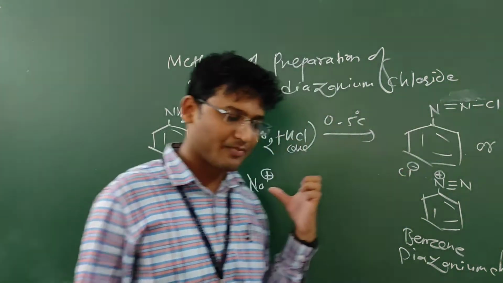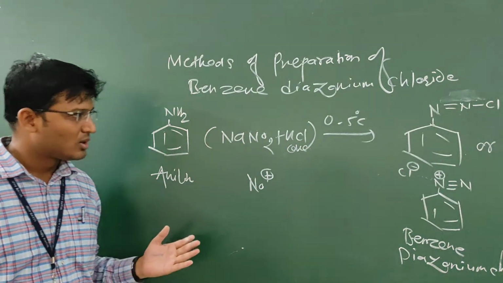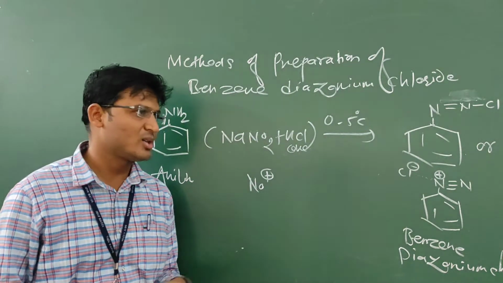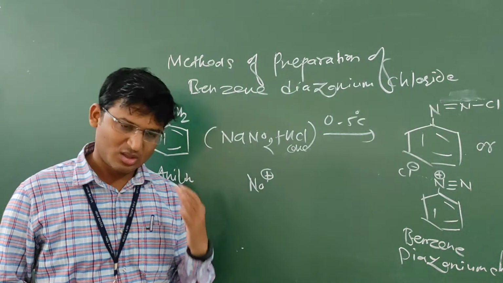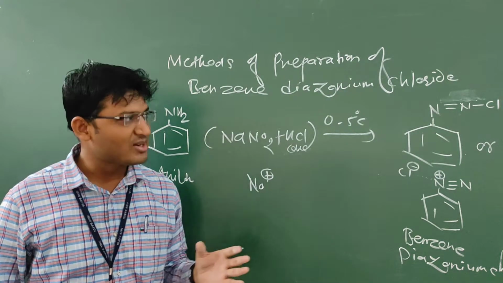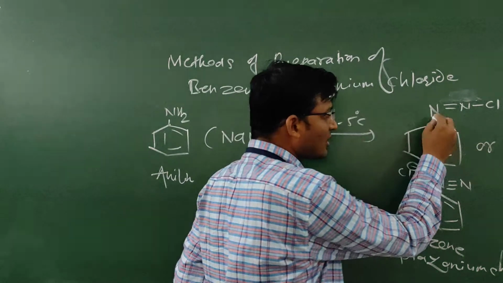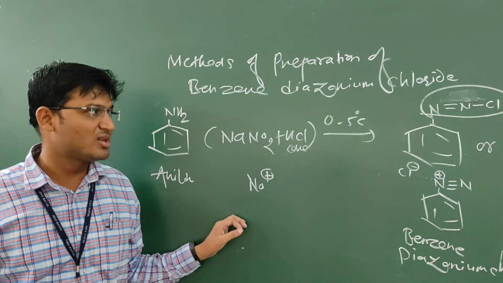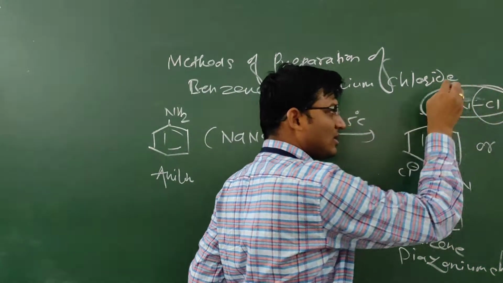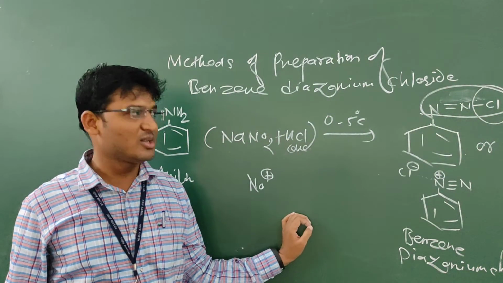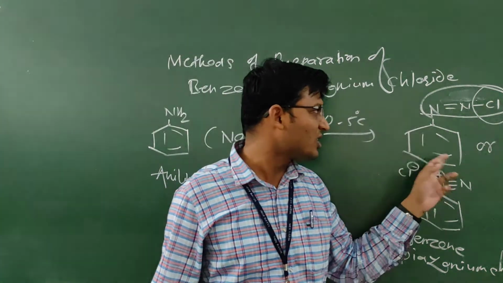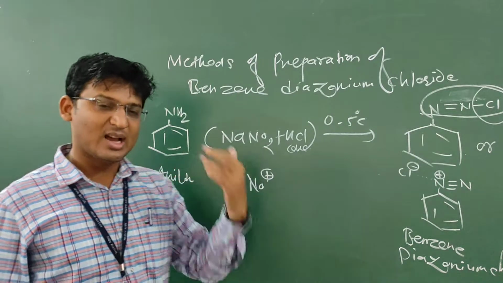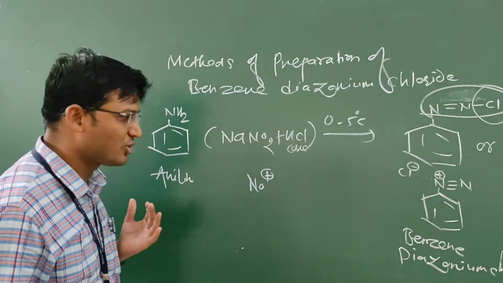Now, how does this benzene diazonium chloride react? Now see the different reactions. The benzene diazonium chloride shows three different types of reaction. These are the reaction in which the replacement of both N2 and Cl group occurs, the reaction in which only the Cl group is replaced, and the reaction in which there is retention of N2 and Cl group, that is the reduction reaction. These are the three reactions shown by benzene diazonium chloride.